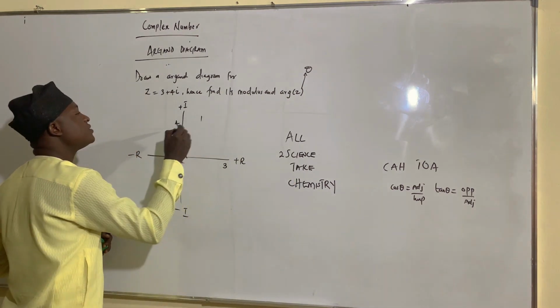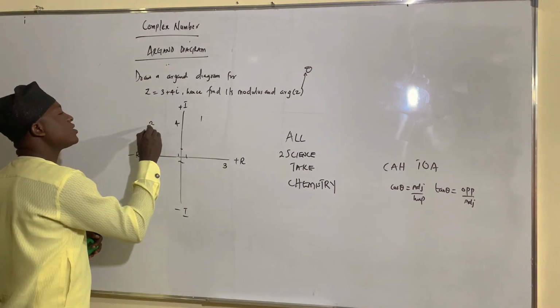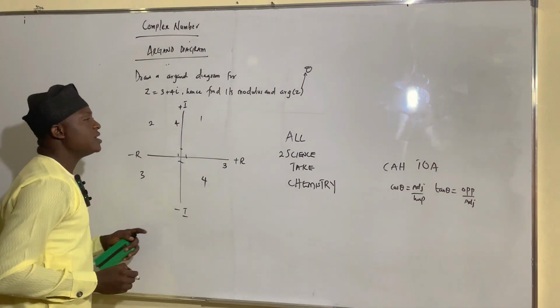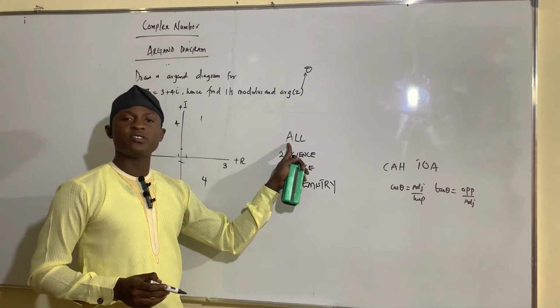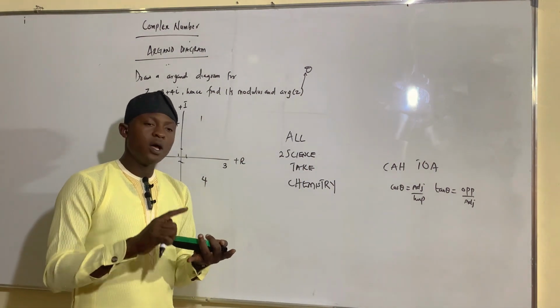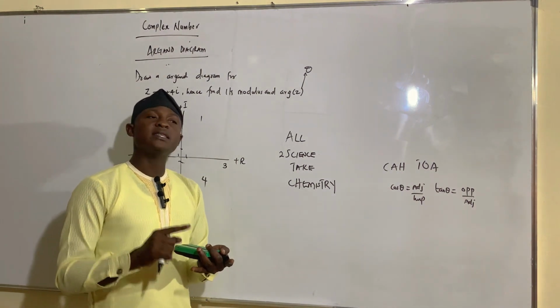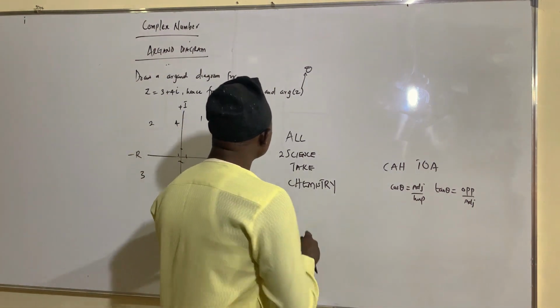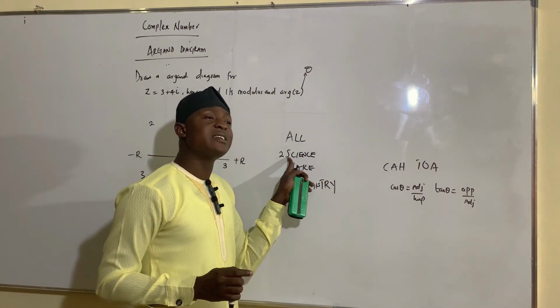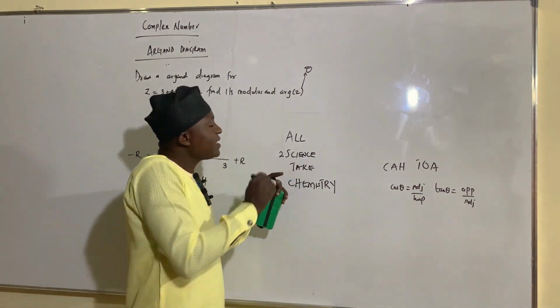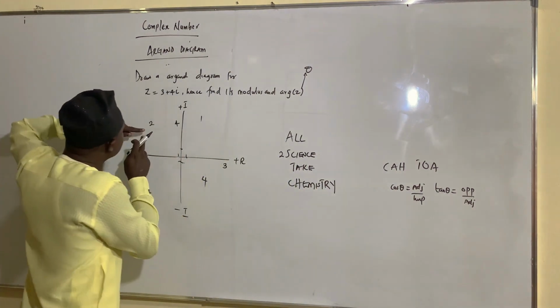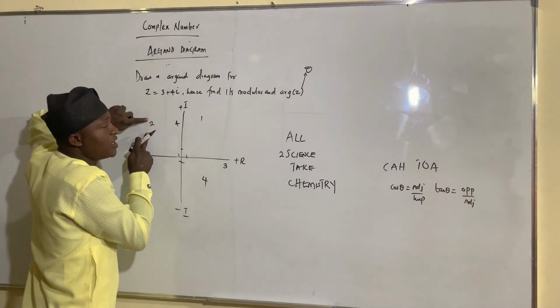This is the first quadrant. We are reading it anticlockwise: second, third, and fourth. So in the first one here, all are positive. That is, sine is positive, cos is positive as well, then tan is also positive. So under the second quadrant, only sine is positive. Meaning, if I'm solving a problem and I reach this quadrant, only sine will be positive here.